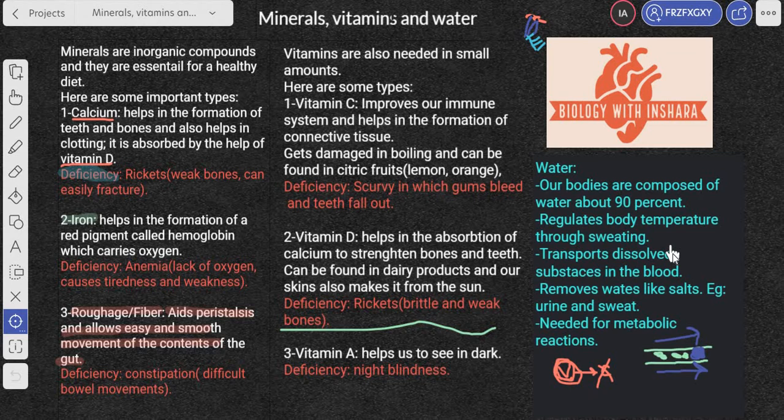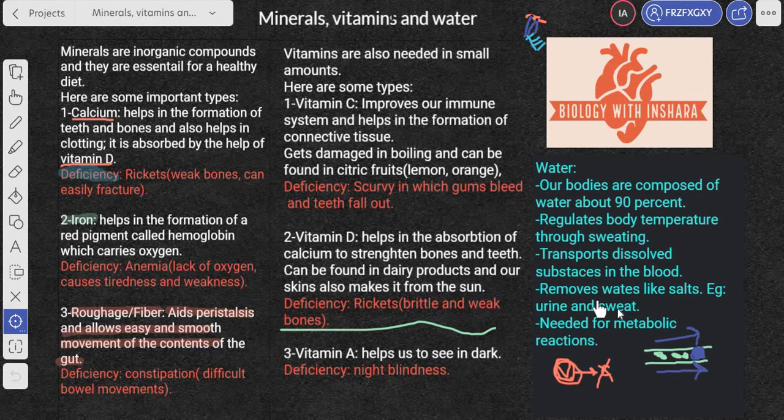When it's very hot, that's how your body temperature decreases to reach a normal temperature, which is about 37 degrees Celsius, and that is needed for the proper functioning of enzymes, as discussed in one of the videos on enzymes. So water transports dissolved substances in the blood. There's many nutrients present in the blood, like amino acids or sugar and some minerals and vitamins, and they're dissolved in water, which is, blood is water, and this is needed for the transportation around the body.